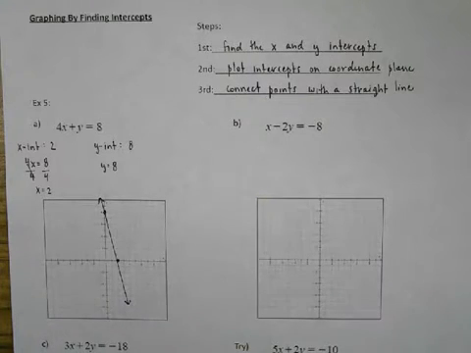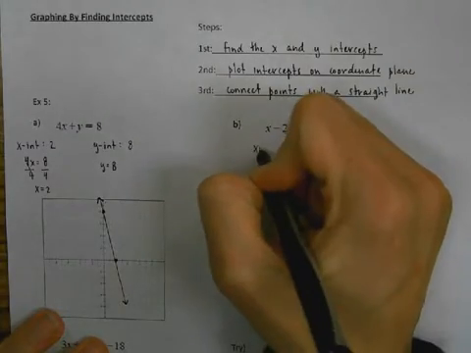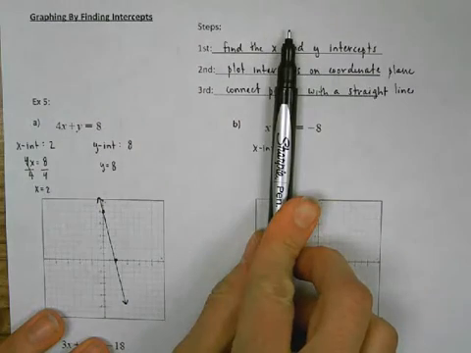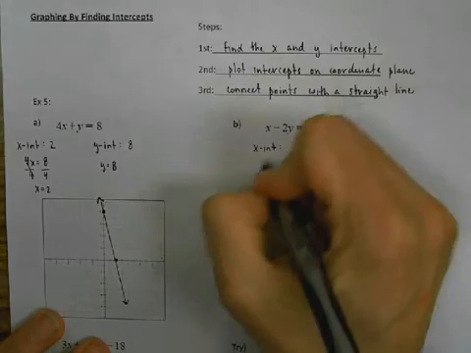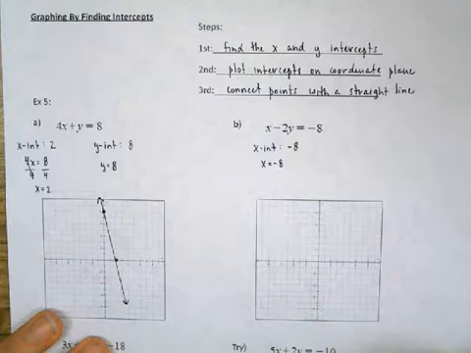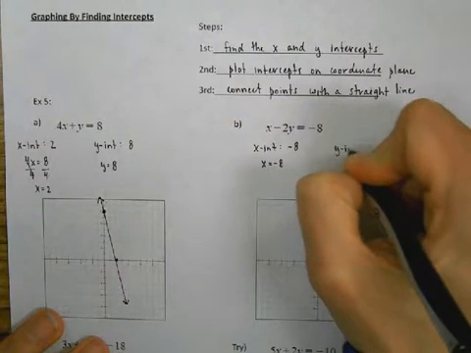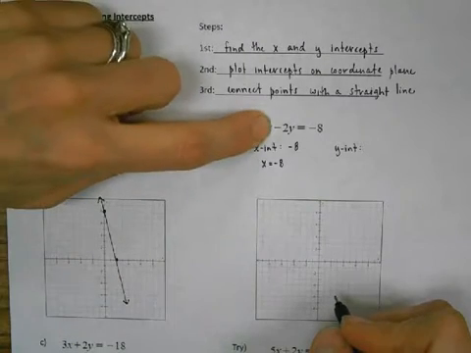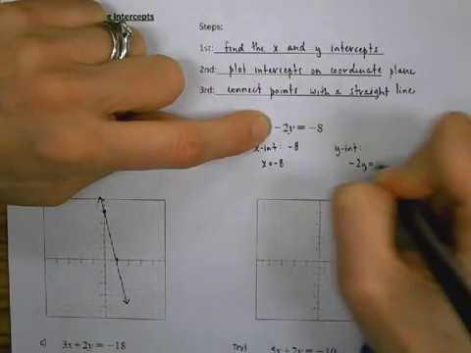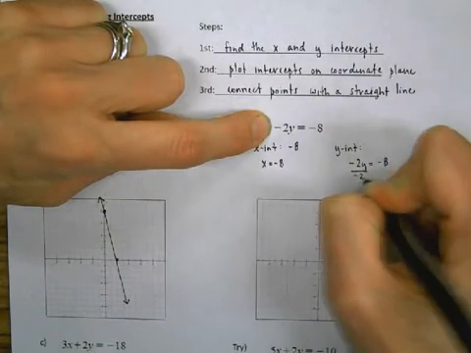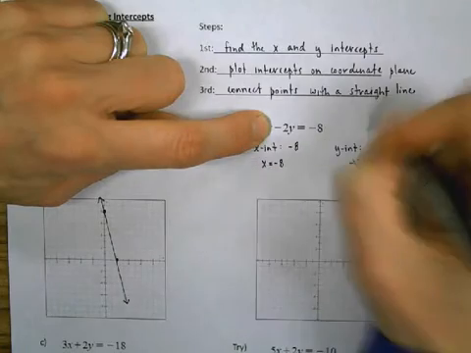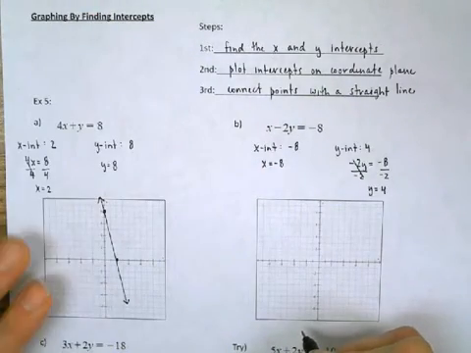Okay, let's do part B. Same thing. So now I have my x-intercept. Again, to do that, I'm going to cover up my y. Nice thing here is x is already by itself. Our equation is x equals -8, so our x-intercept is just -8. Now to find the y-intercept, I'm going to cover up the x. And I'm careful, I need to take my negative with me. So I have -2y equals -8. I'm going to divide on both sides by -2. And now I have y equals a positive 4. So my y-intercept is 4.